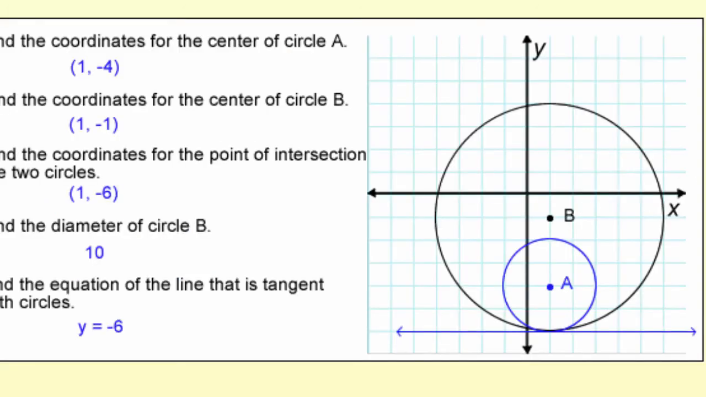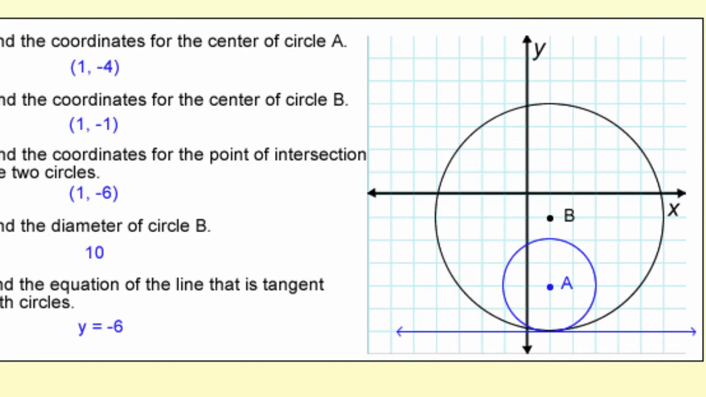And also there's a little coordinate geometry in this lesson. If you have a circle on the coordinate grid, you can find the coordinates of the center, and you can also write equations of lines for the points of tangency. So for example, the tangent line for both circles A and B is the line y equals -6.